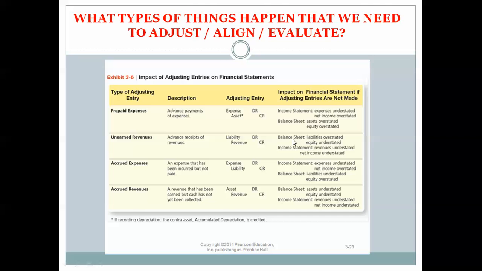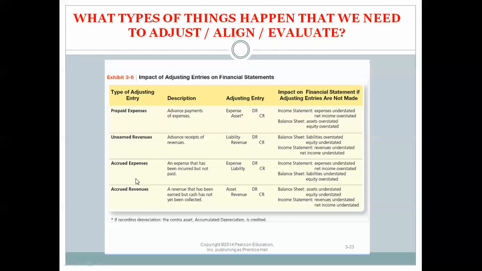The effect would be that if we did not do this, our liability would be overstated. It would look like we still owed too much service. Our revenues would be understated. It would look like we hadn't earned it if we did not look around and see if we had earned some of that money that we'd been paid in advance at the end of the period. We will be doing some of these in the next video.